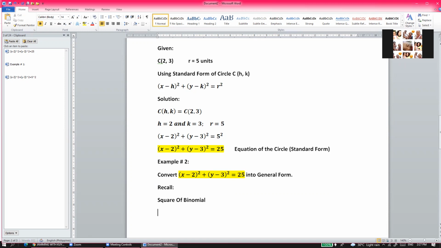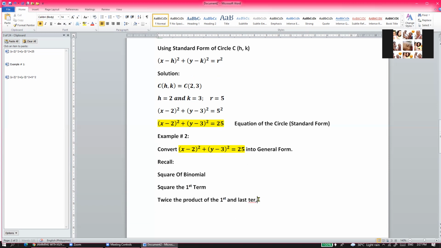Ito yung mga principle. So, nagre-recall tayo: square the first term. Second step is twice the product of the first and last term. And finally, for the third step, square the last term. So these are the three concepts that we have to remember. Tandaan yan, ha?